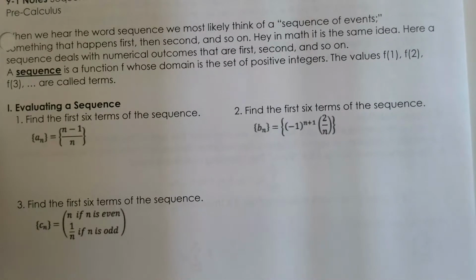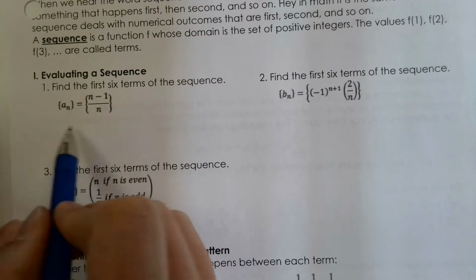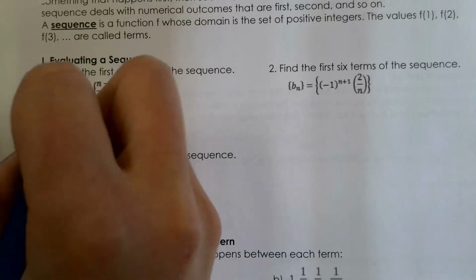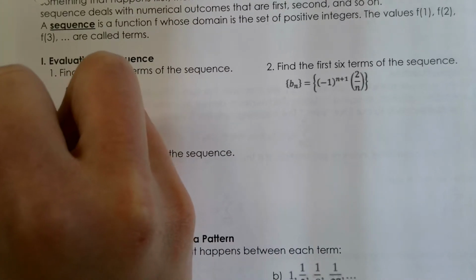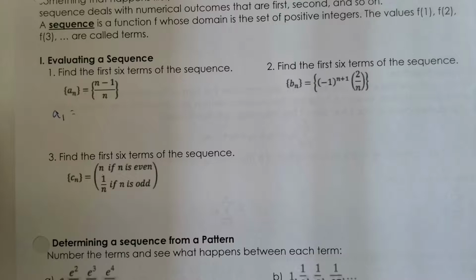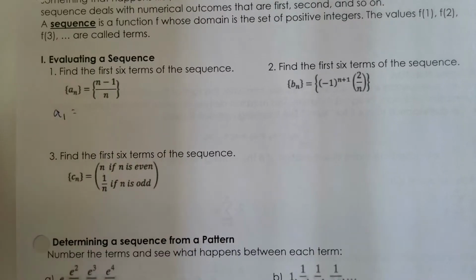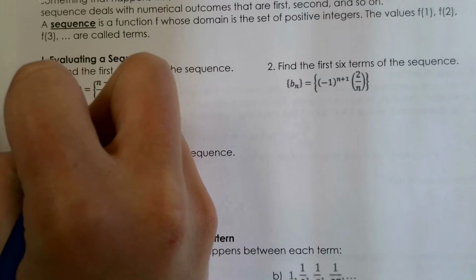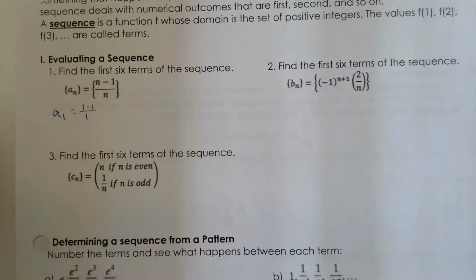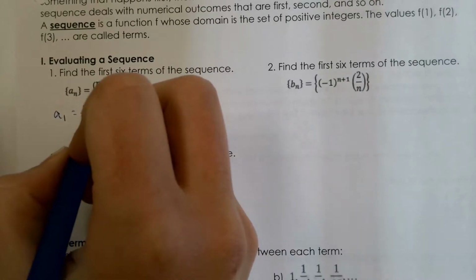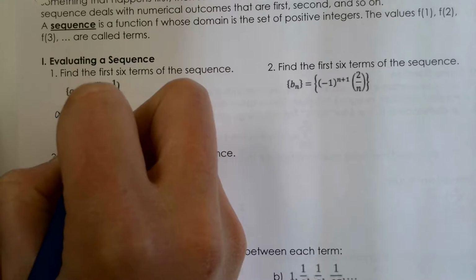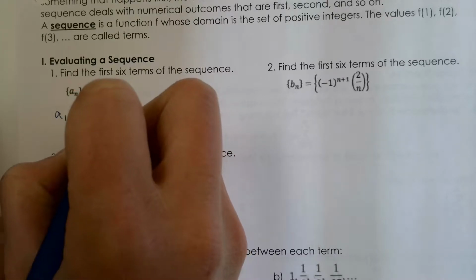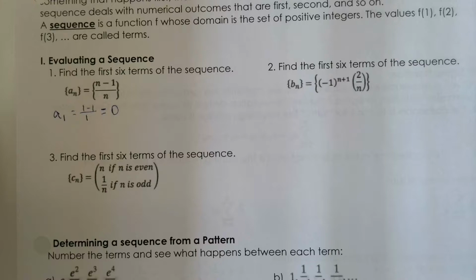Questions? Cool. So we're going to find the first 6 terms here. Your rule is right there. Again, that n is the term number. So if you're trying to find the first term, that's going to be a sub 1. Everywhere there's an n, what are we going to plug in? A 1, right? Because instead of a sub n, we have a sub 1. So you're going to have 1 minus 1 over 1. So 1 minus 1 gives you what? 0. And 0 over 1 is? 0. So your first term is 0.